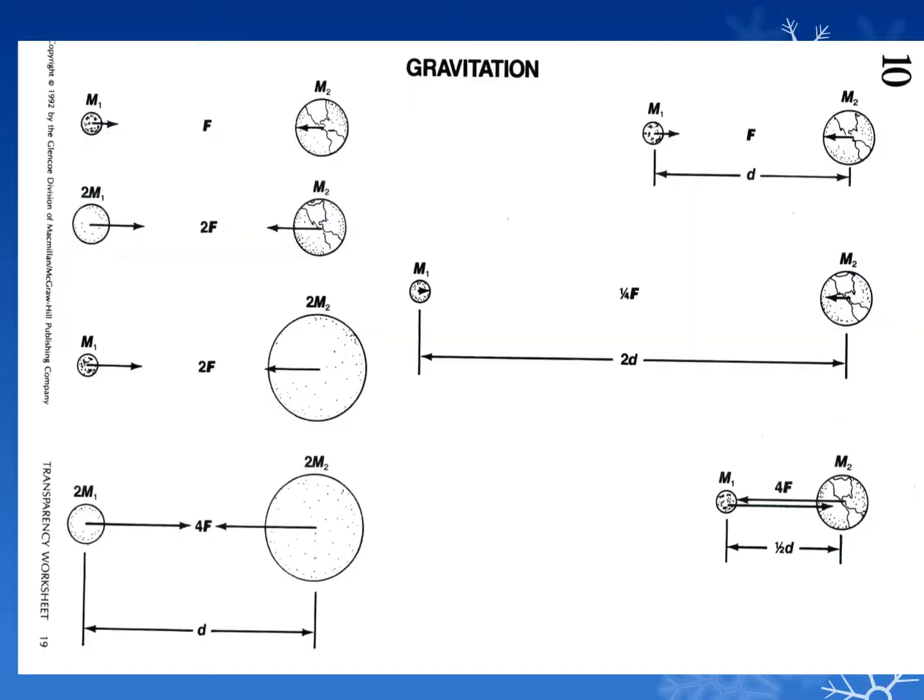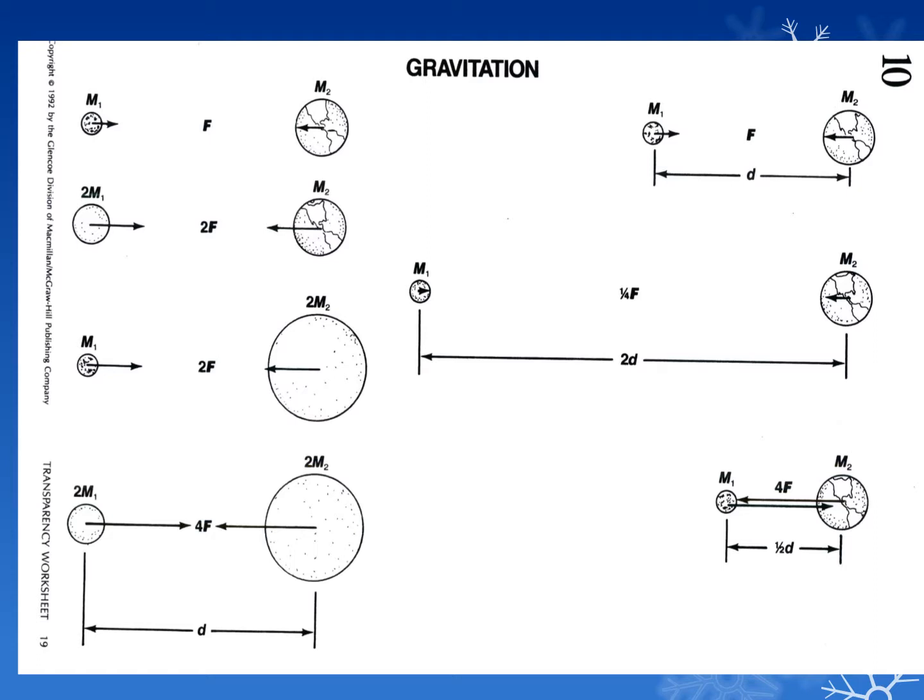So on this page, we have some examples of relative forces between two different celestial objects with varying masses. So over here in the top left corner, we have what looks to be the Earth with a mass of m2 and the Moon with a mass of m1. And they are a distance d apart.